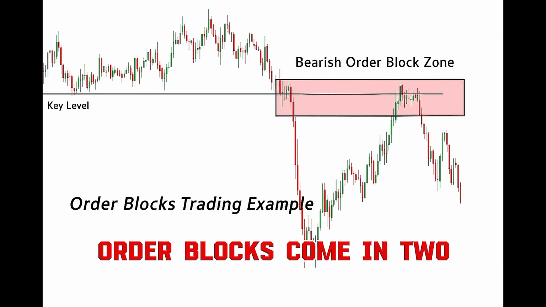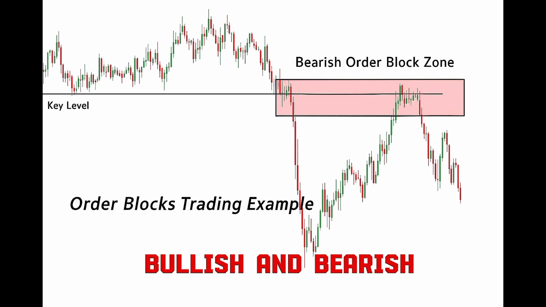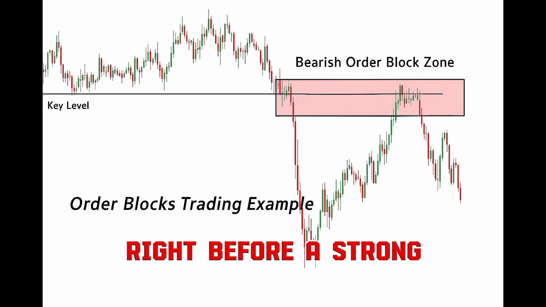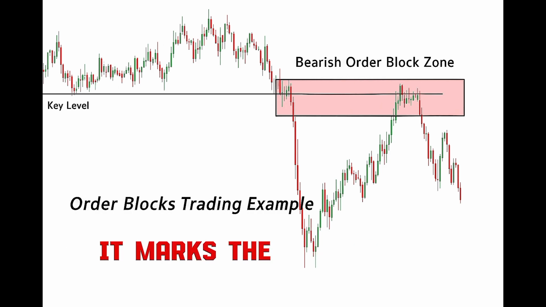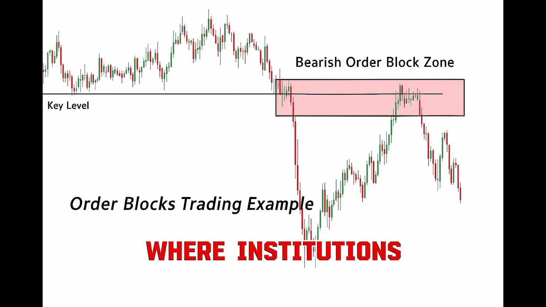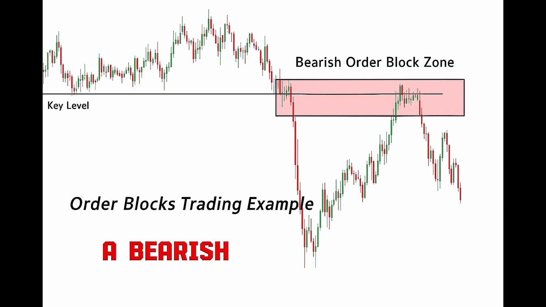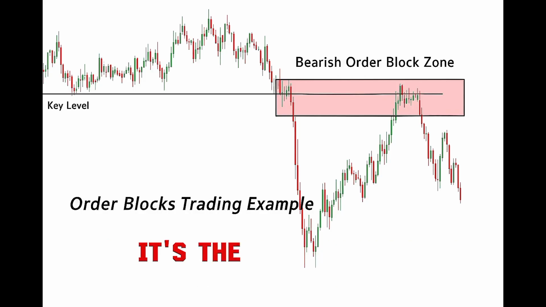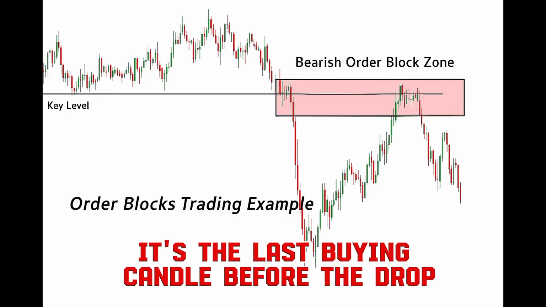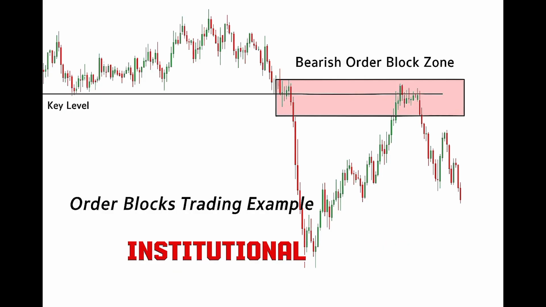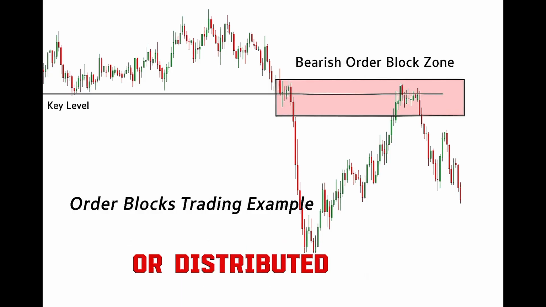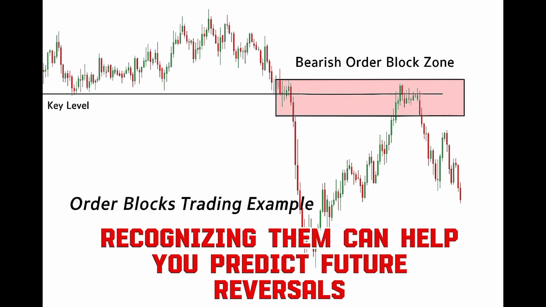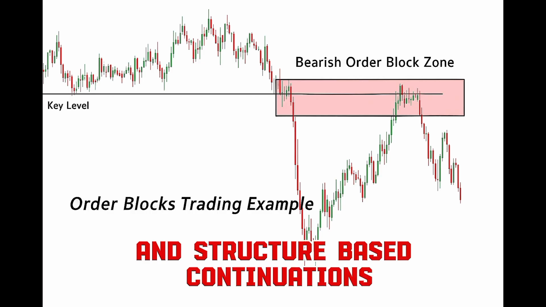Order blocks come in two major forms, bullish and bearish. A bullish order block appears during a downtrend, right before a strong bullish reversal. It marks the last selling area where institutions started buying. A bearish order block, on the other hand, forms just before a sharp downward move. It's the last buying candle before the drop. These zones tell us where institutional traders accumulated or distributed assets. Recognizing them can help you predict future reversals and structure-based continuations.